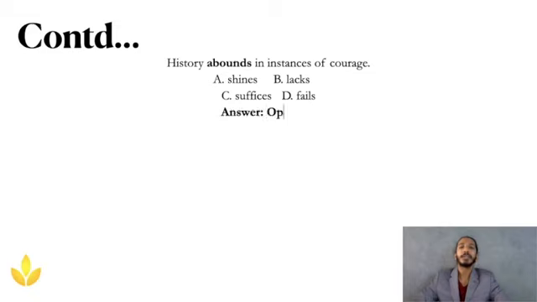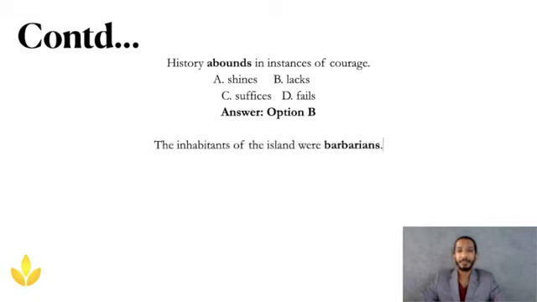History abounds in instances of courage. So it means history lacks in instances of courage. Only certain places where courage was shown in history, not everywhere. The inhabitants of the island were barbarians. So barbarians means what? Let us see. Civilized, cruel, uncivilized, or bad.